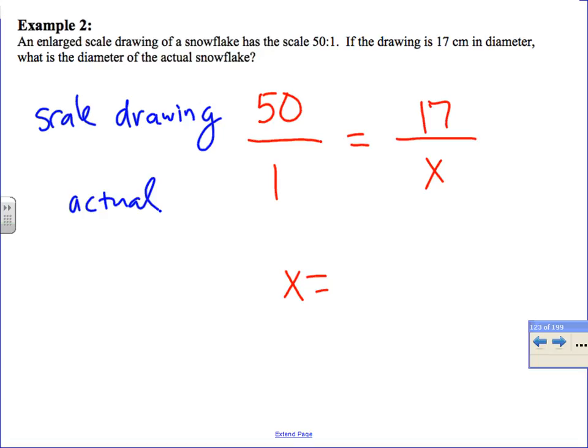Annalise, cross products. 50 times x is 50x. 17 times 1 is 17. Divide both sides by 50. Okay. So to the nearest hundredth. Alyssa, what'd you get? Good. So 0.34 centimeters is the diameter of the actual snowflake.